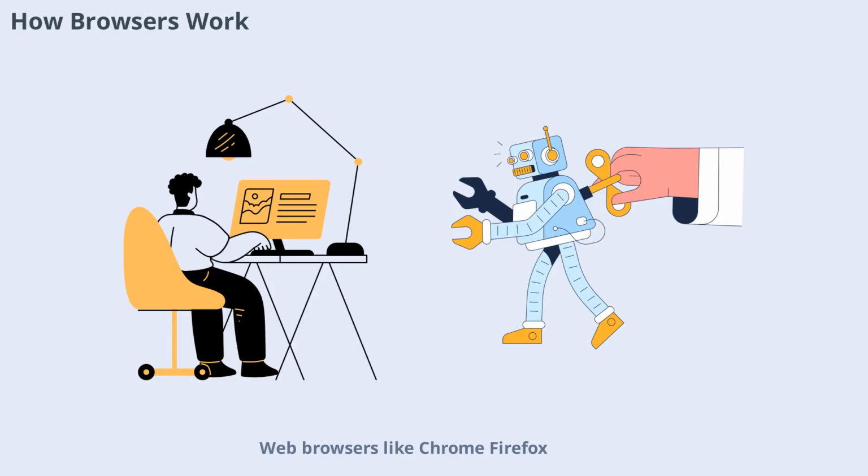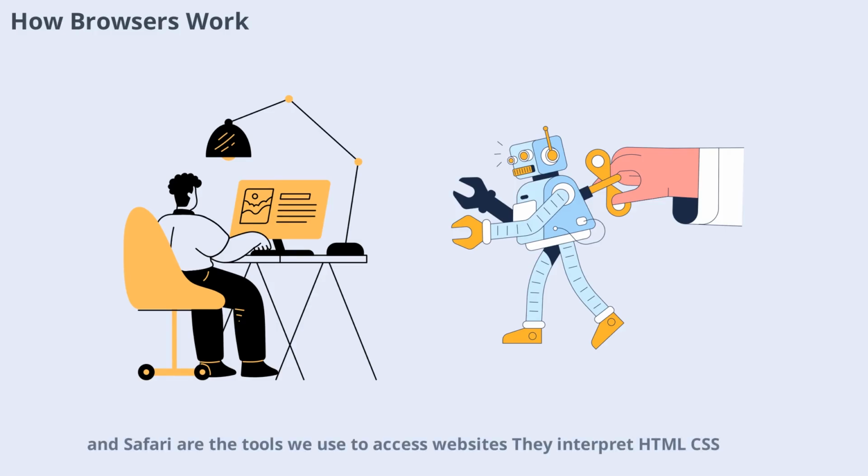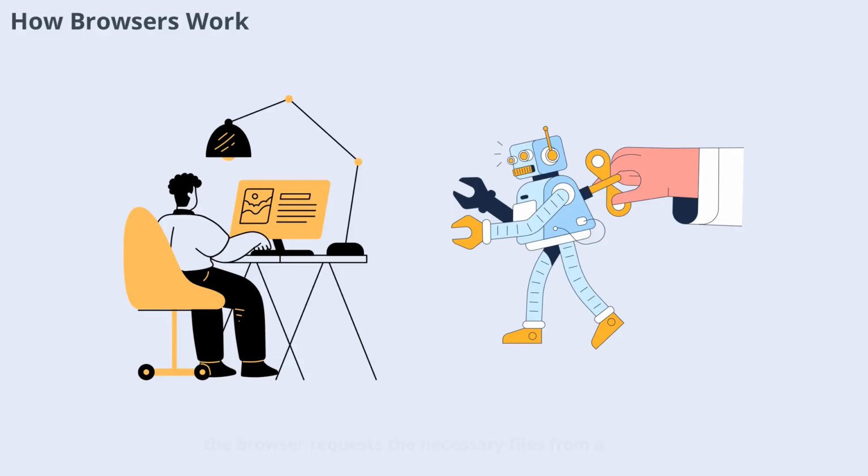Browsers like Chrome, Firefox, and Safari are the tools we use to access websites. They interpret HTML, CSS, and JavaScript to display web pages as intended. When you enter a web address, the browser requests the necessary files from a server and assembles them into a complete page. Understanding how browsers work helps you troubleshoot issues and optimize your sites for different devices and platforms. Let's take a closer look at the browser's role in web development.